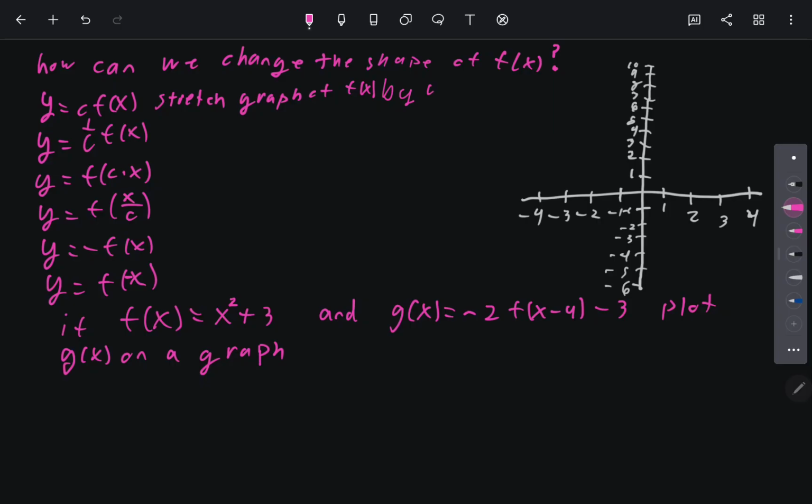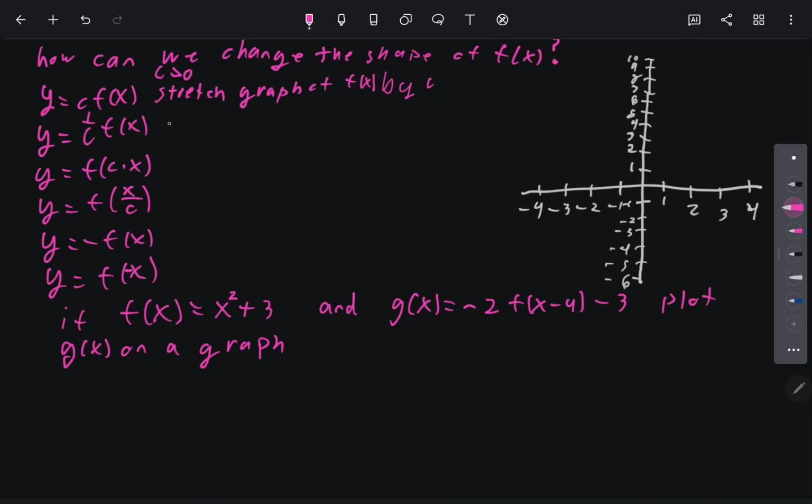Now I want to suppose that c is going to be greater than 0 for all of these, that way this works for all of them. Now if it's a reciprocal of c that we're multiplying by, or it's f of x over c, rather, it's going to shrink the graph f of x by c.